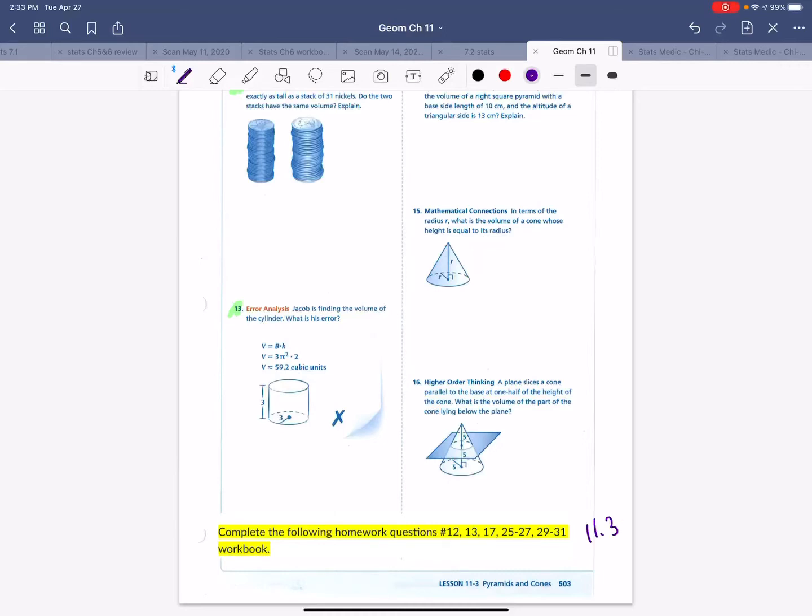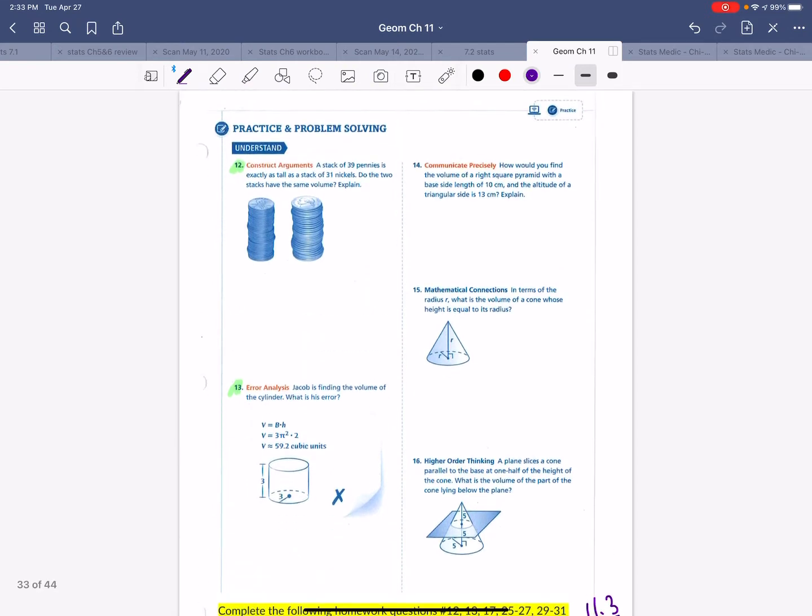Hey guys, let's dig into these homework questions. We're going to do 12 through 31, skipping around a little bit here and there.